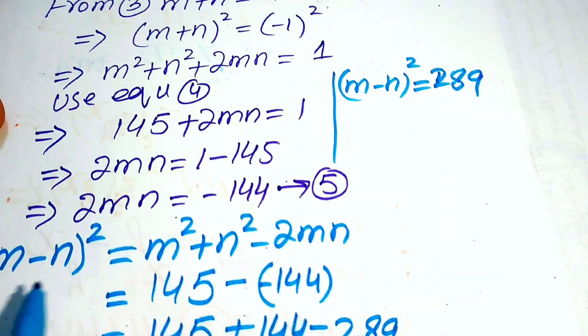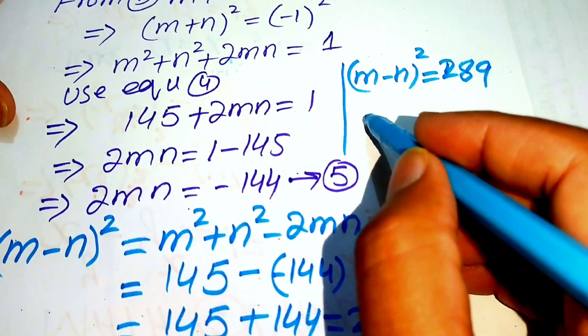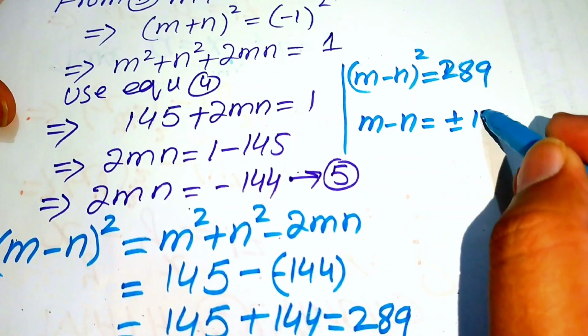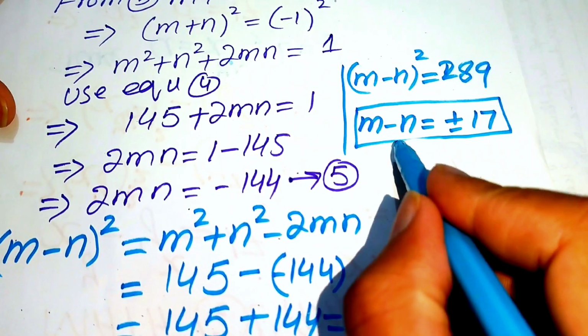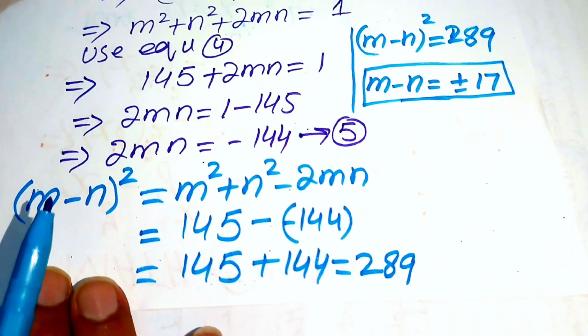So here we get the square of m minus n equals 289. Because we need the value of m minus n, we take the square root on both sides, and we get m minus n equals plus or minus 17, because the square root of 289 equals 17. And this is the final answer of this question.